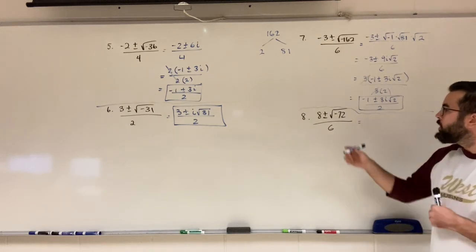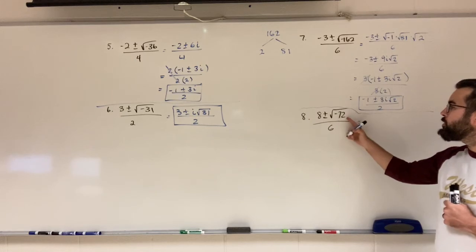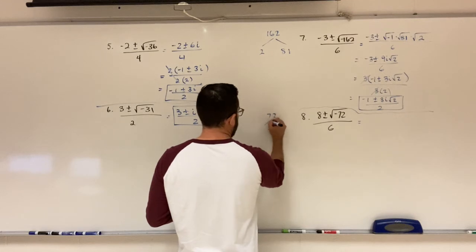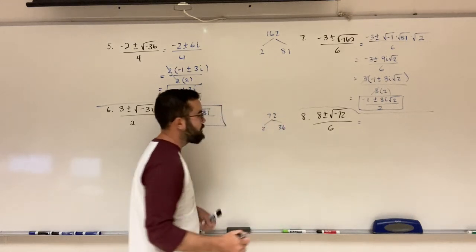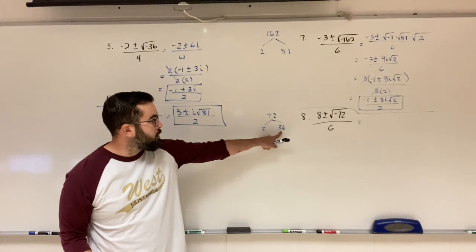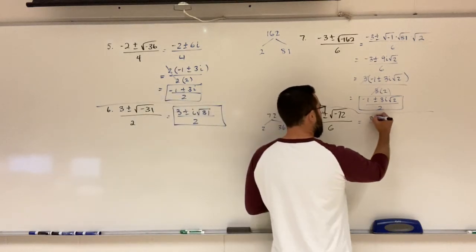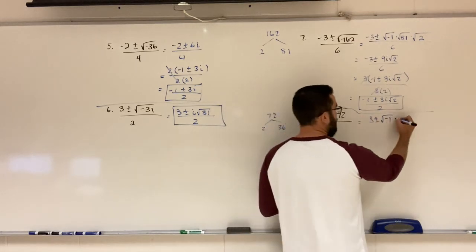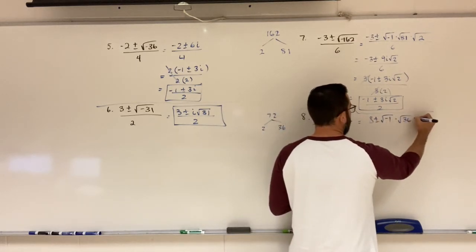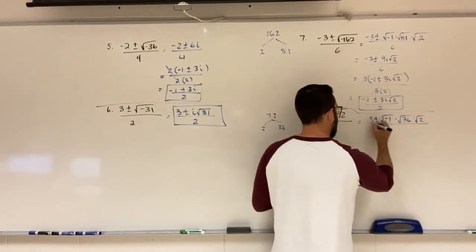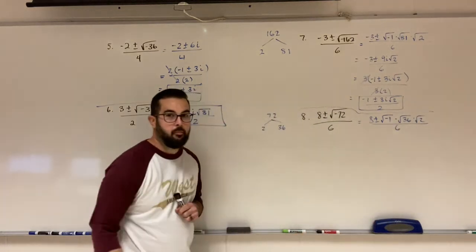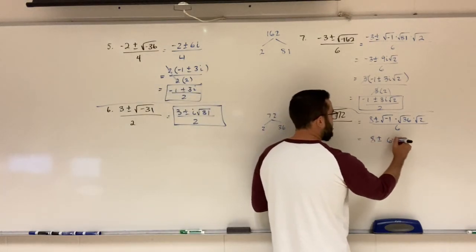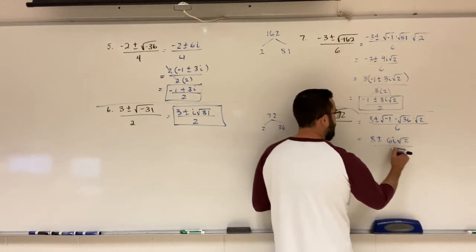Okay, last one, I have 8 plus or minus square root of negative 72 over 6. So again, start with the square root. 72 is 2 times 36. I'm going to stop there because there's my perfect square. So I have 8 plus or minus the square root of negative 1, factoring out that negative 1, times the square root of 36, times the square root of 2, all over 6. Okay, so that is 8 plus or minus 6i square root of 2 all over 6.